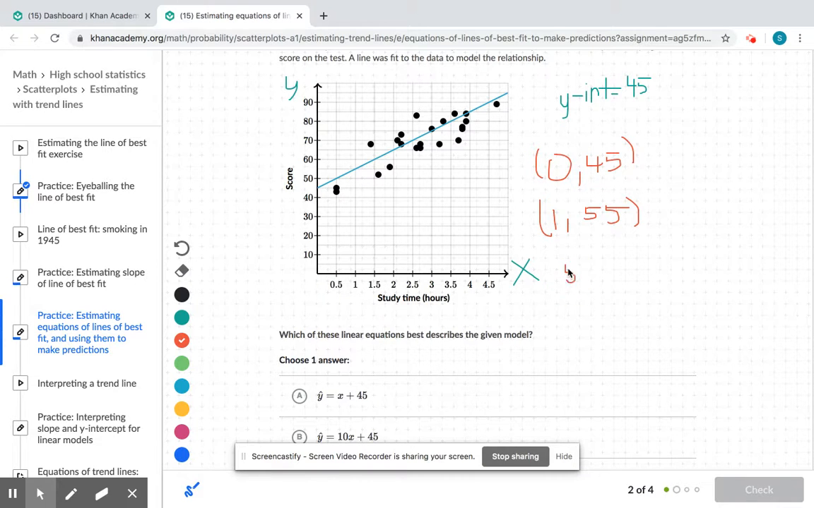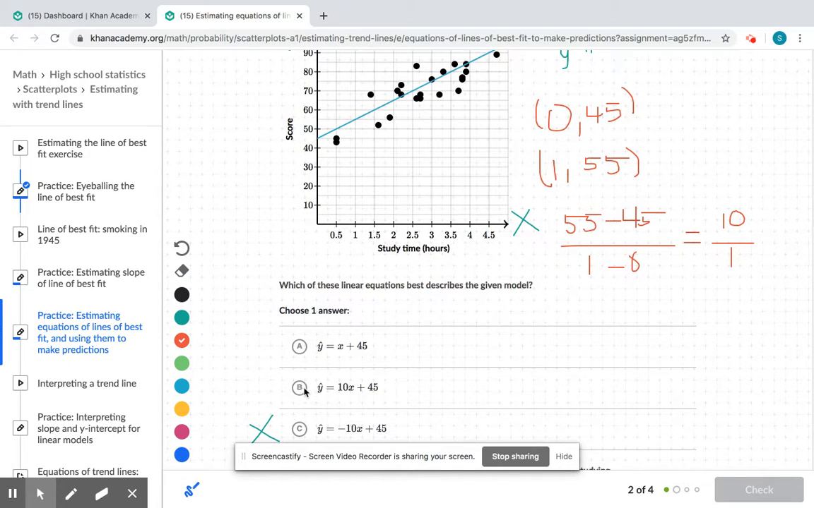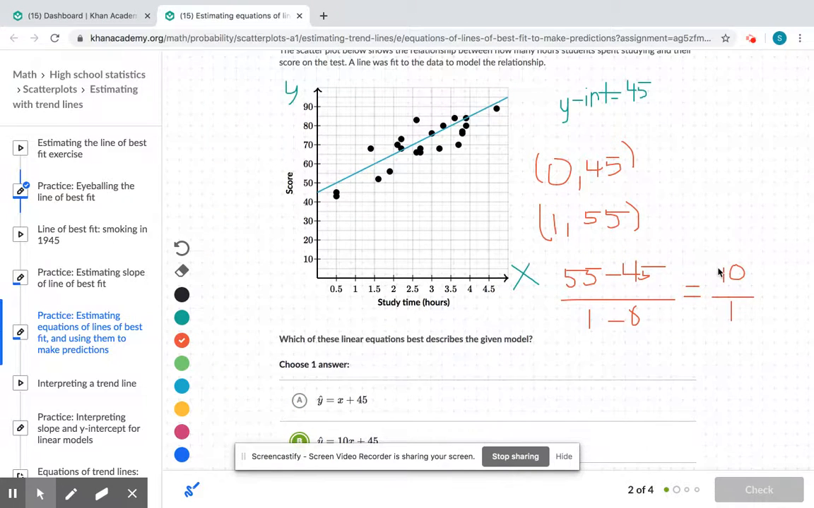So now I'm going to subtract 55 and then 1 minus 0. And I'm going to get 10 as the difference in y, and 1 minus 0 is 1. So I know my equation to be y equals 10x, because here's my slope, plus 45.